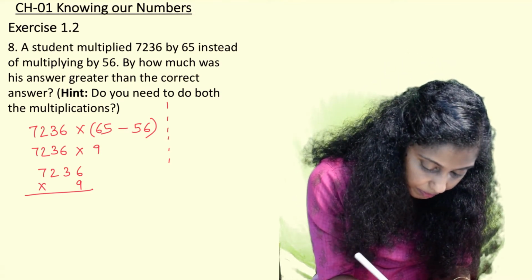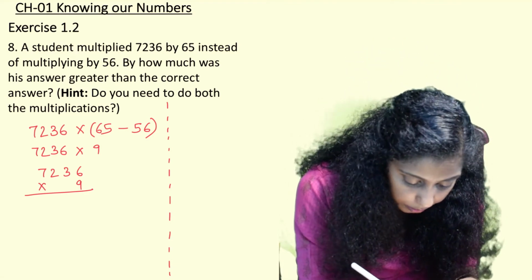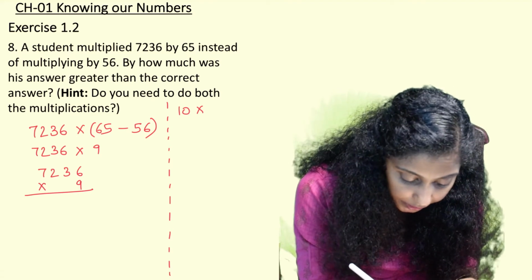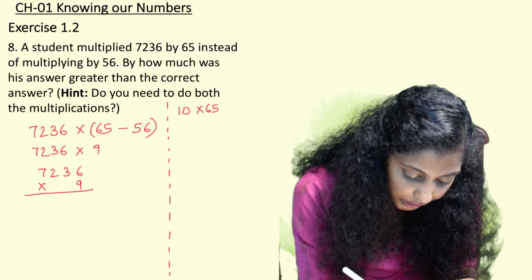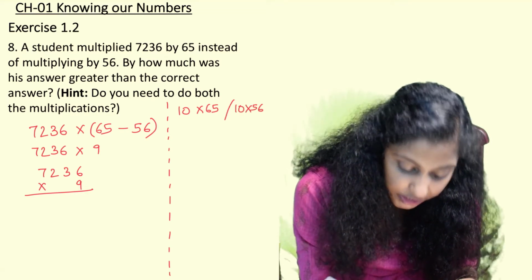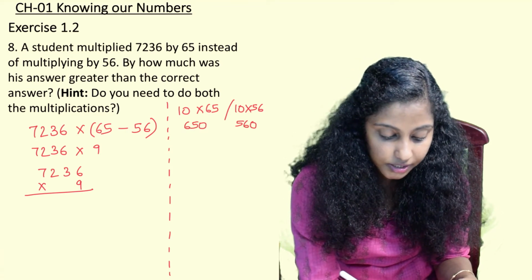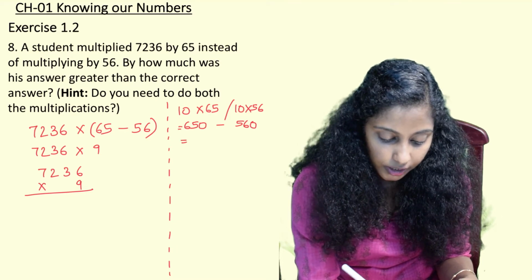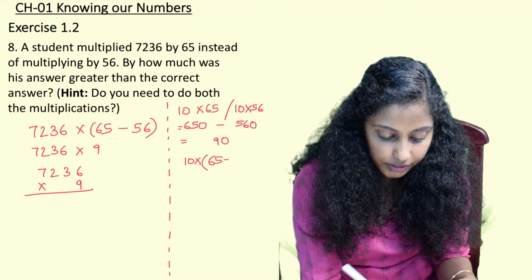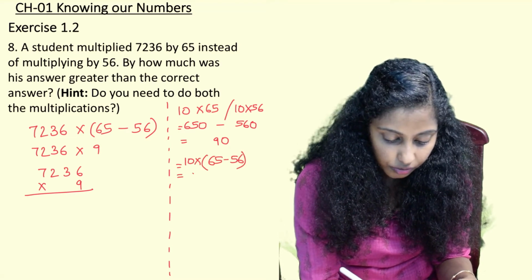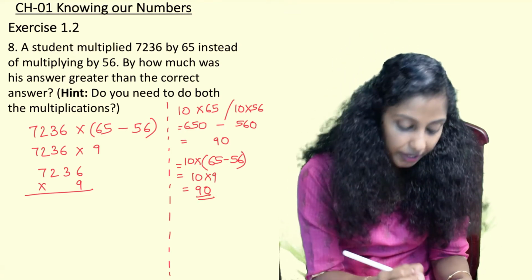To understand this better, we can take smaller numbers and quickly do it. The person multiplied 10 by 65 instead of multiplying 10 by 56. So 10 multiplied by 65 is 650, 10 multiplied by 56 is 560. And when we do the subtraction, it gives us 90. That is as good as 10 multiplied by the difference of 65 and 56, so 10 multiplied by 9, which gives us 90. This will make us very clear why we are doing it this way.